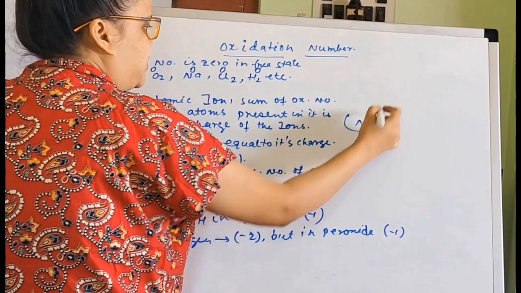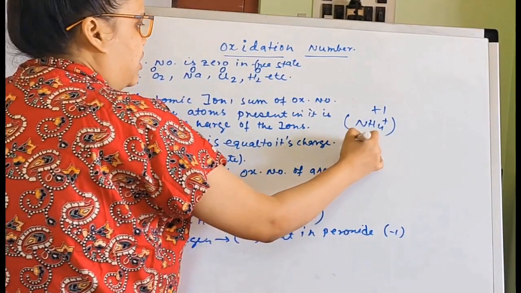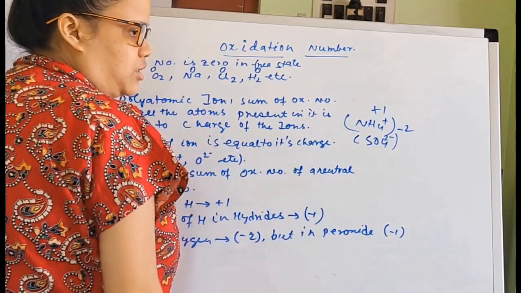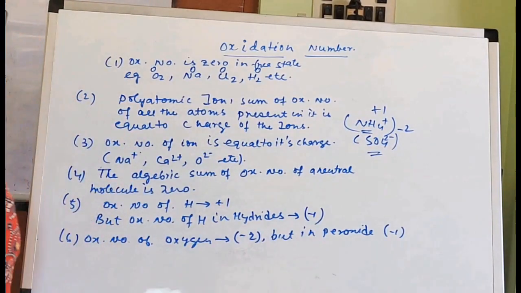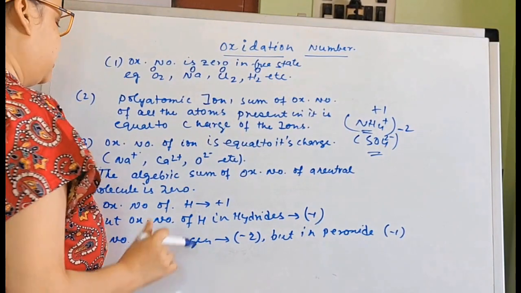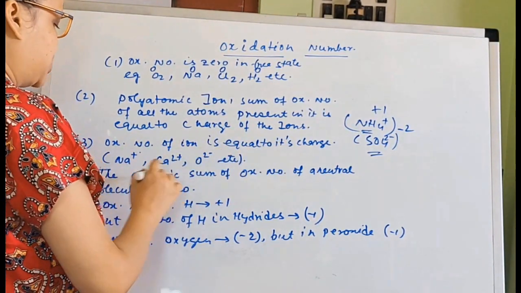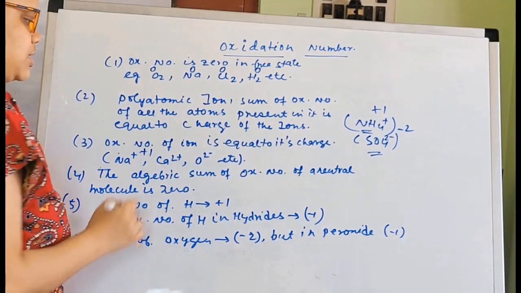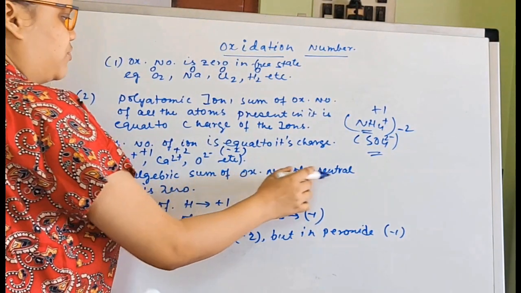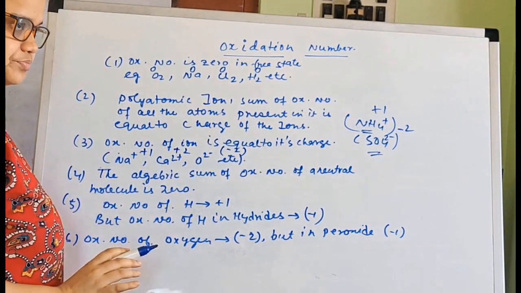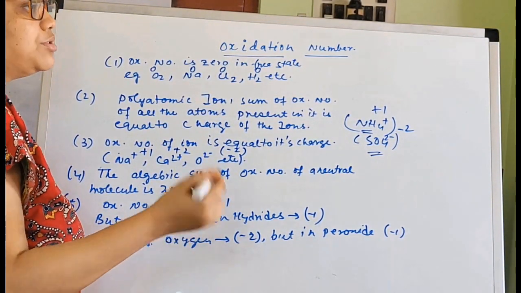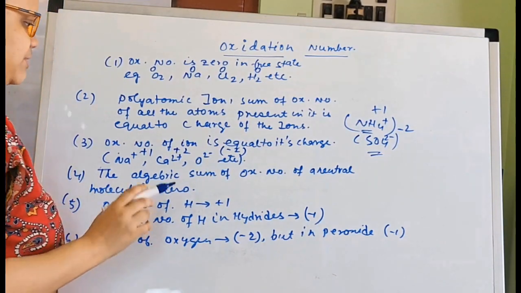NH4+ means the oxidation number is plus 1. Sulfate, SO4 2-, has oxidation number minus 2. These are the polyatomic ions, and the sum of the oxidation numbers of such ions is equal to the charge of the ion. The oxidation number of a simple ion is equal to its charge, like Na+ is plus 1, Ca2+ is plus 2, O2- is minus 2, etc. The algebraic sum of the oxidation numbers of a neutral molecule is always 0, which we will prove by giving an example.